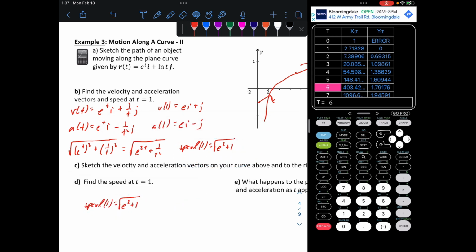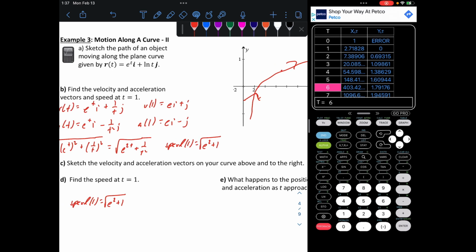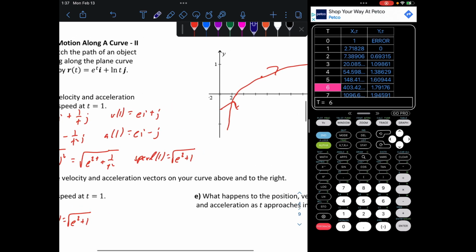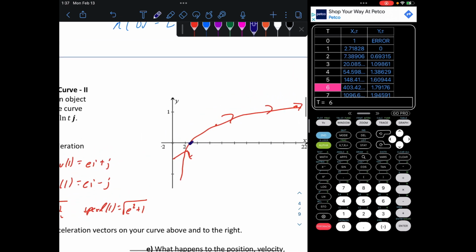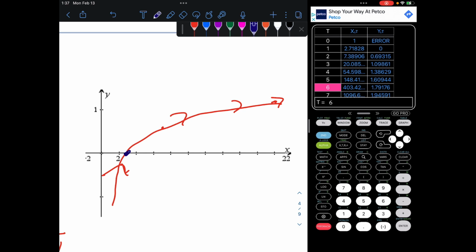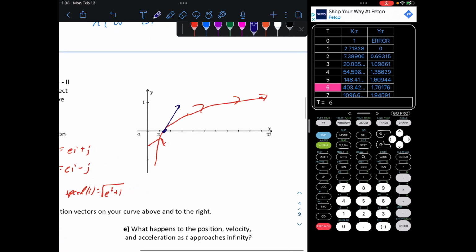All right, so C, sketch of velocity and acceleration vectors on your curve above to the right. So those two vectors that we just got, e is about 2.7. So remember the point we're looking at is 2.7 comma 1. That point, 2.7 right and 1 up, so it should look something like that. That would be our velocity vector. And our acceleration, 2.7 right and 1 down, so it should kind of look like that. So this is our v of 1 vector, this is our a of 1 vector.